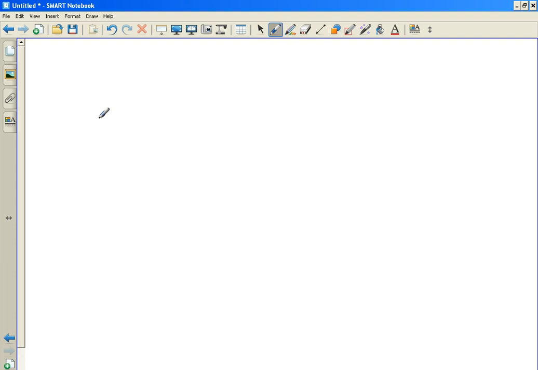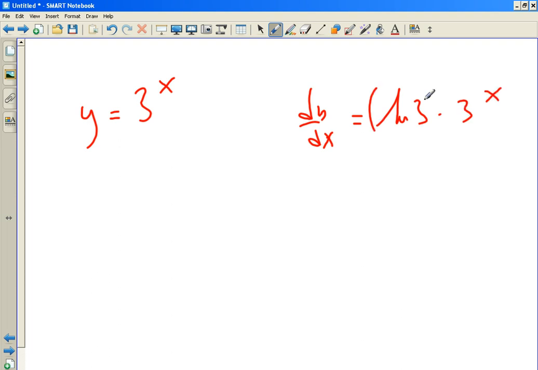So what if I asked you the following? If y is 3 to the x, what's dy/dx? It would be ln 3 times 3 to the x. Perfect. That's all right? So now you know this little fudge factor, right? All right, how about this one?